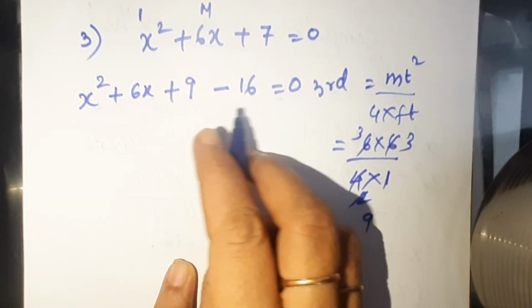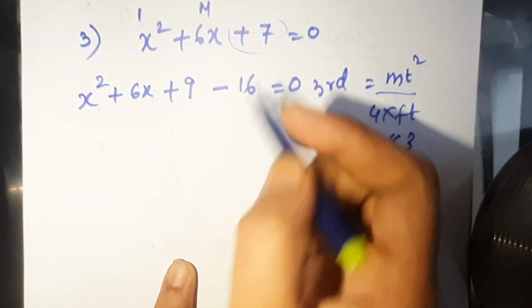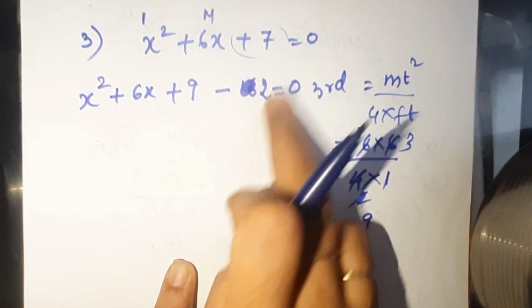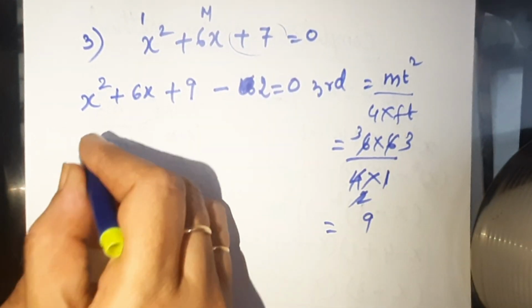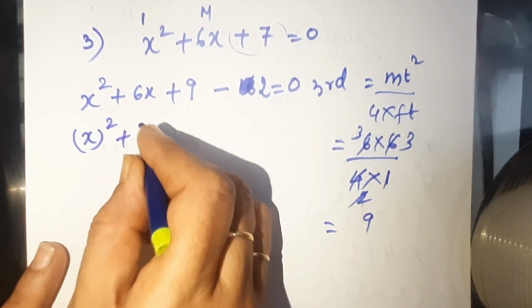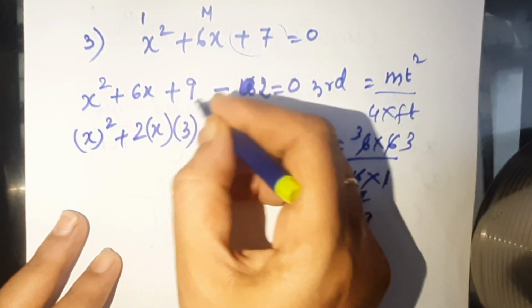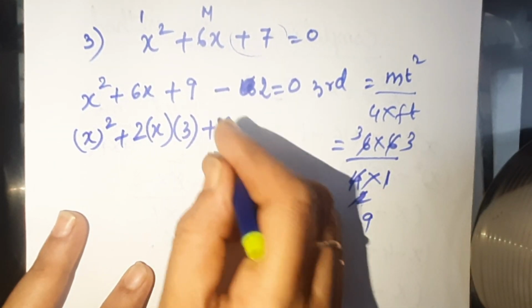So 9 plus, to make it 7. If suppose I take 16, we are not getting 7. If I take minus 2, 9 minus 2, it will be 7. In that way we need to match. So thus we got a square, 2ab, where b square is 9, so I made it 3, plus 3 square.